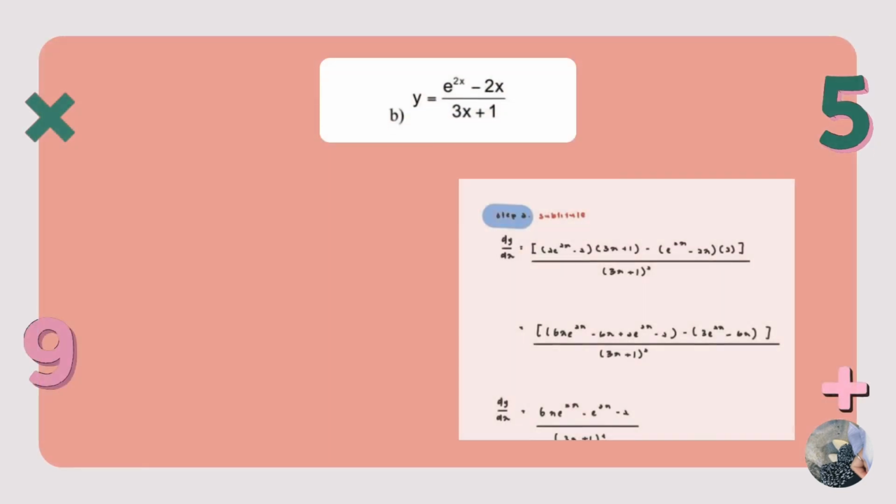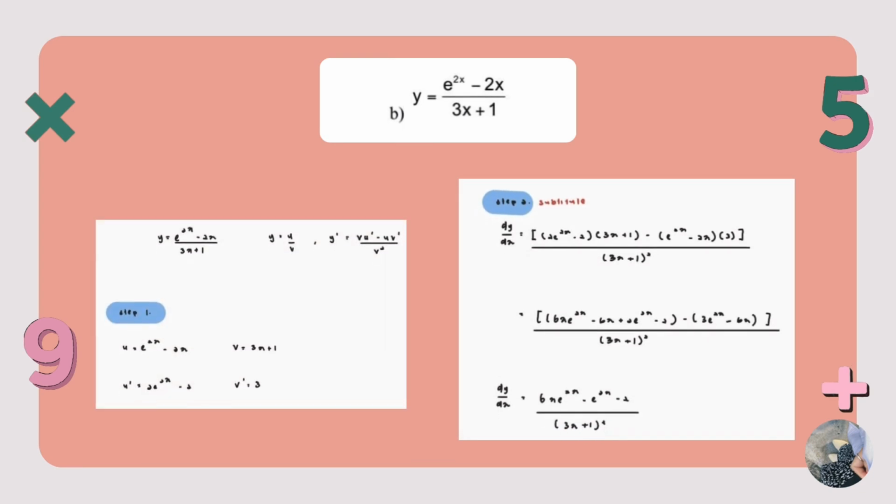Next, I would like to go to the second question, which is find dy over dx for the following function of y equal to e to the power 3x minus 2x over 3x plus 1. We are given the function and we want to differentiate this using the quotient rule. Step 1. Since this is a fraction, we use the quotient rule, which is y prime equal to vu prime minus uv prime over v square. We let u equal to e to the power 3x minus 2x and v equal to 3x plus 1. Now we differentiate both. u prime equal to 3e to the power 3x minus 2 and v prime equal to 3.